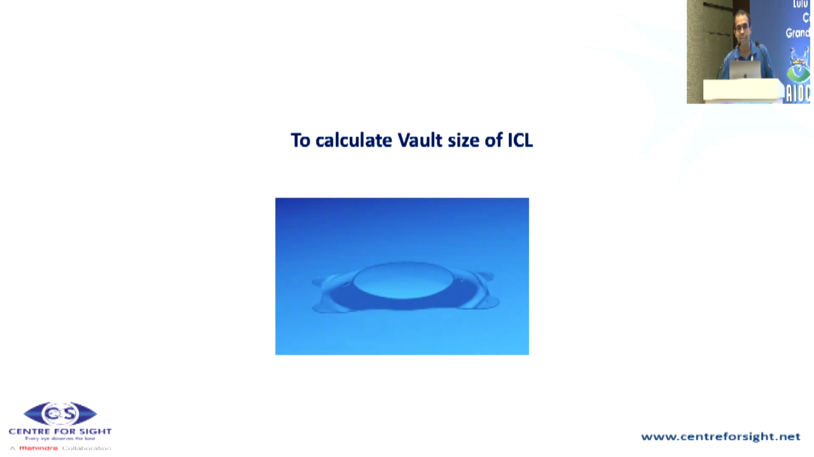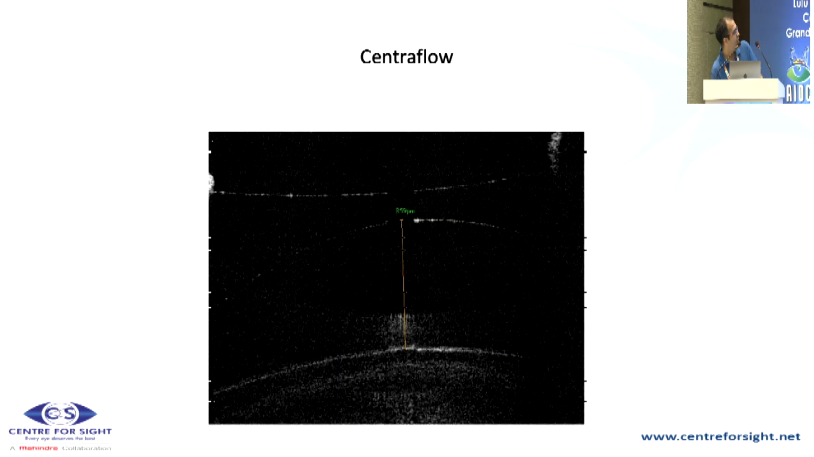We can also use the AIOCT to see the vault after ICL. You see this is an 859 vault. Our normal vault should be between 400 to 750 micron. Anything less than 300 or more than 800 should always make us worry that yes, we have a thin or a less or a higher vault.